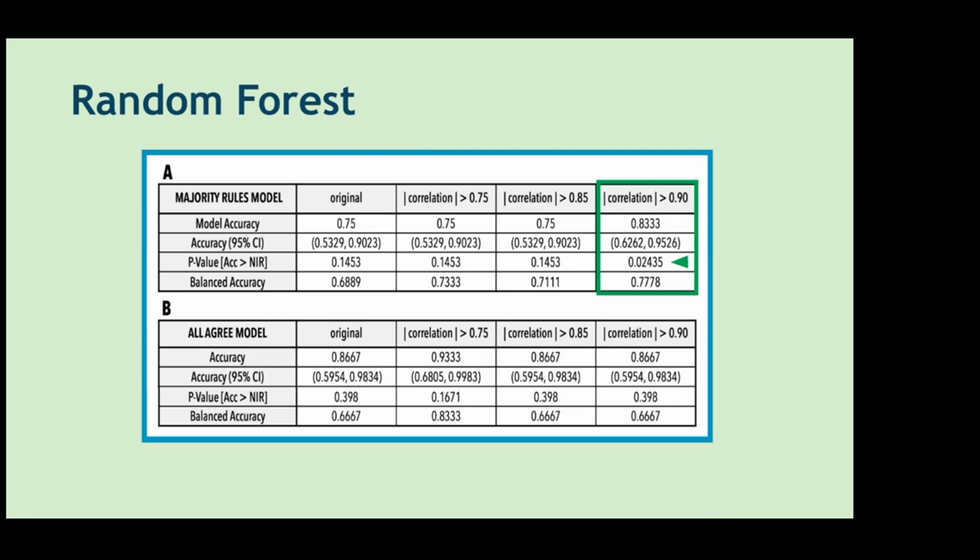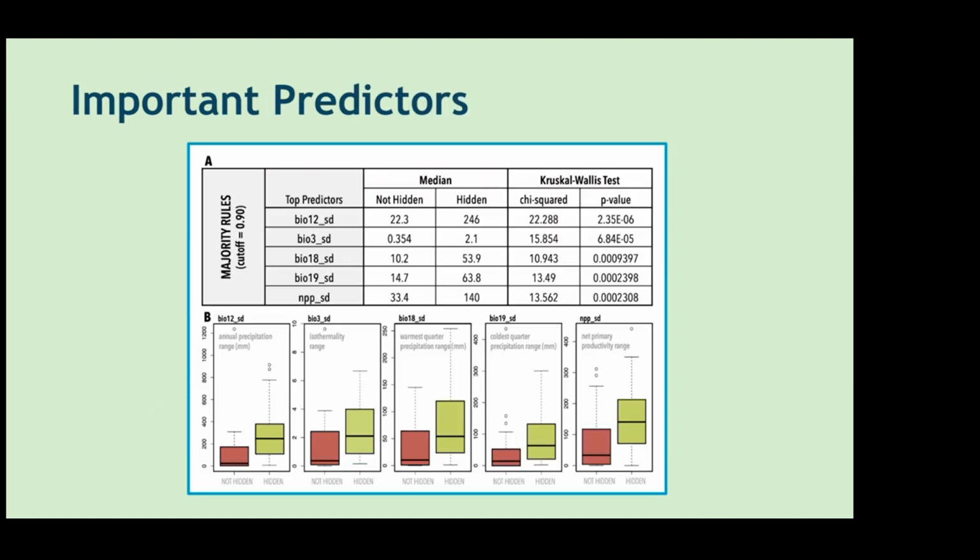Coming out of our random forest runs, all of them had really high model accuracy, but only one of them was actually significant. The biggest reason for this is that our data was very much skewed towards species that contained hidden diversity. So whenever a model predicts that it contains hidden diversity, it's more likely to be right. That's why we end up with those high accuracies, but only one of them was actually significant. So moving forward, looking at which variables are most important, we focused on that one significant model.